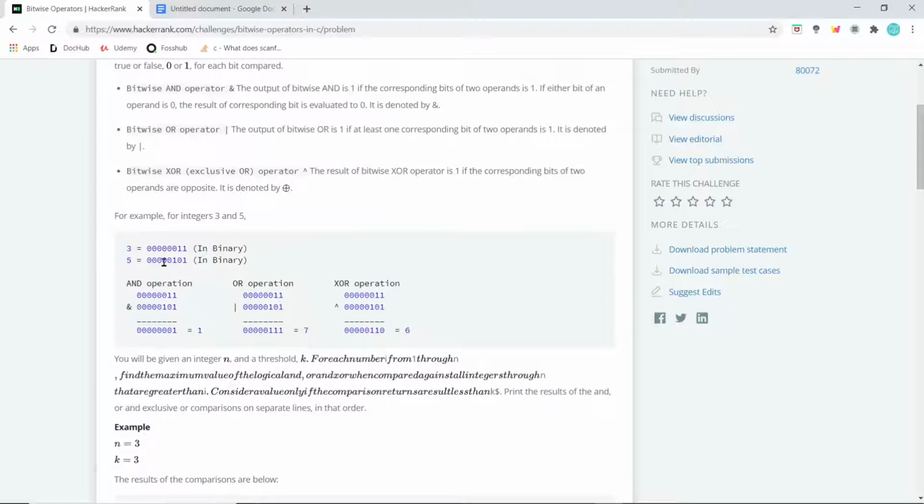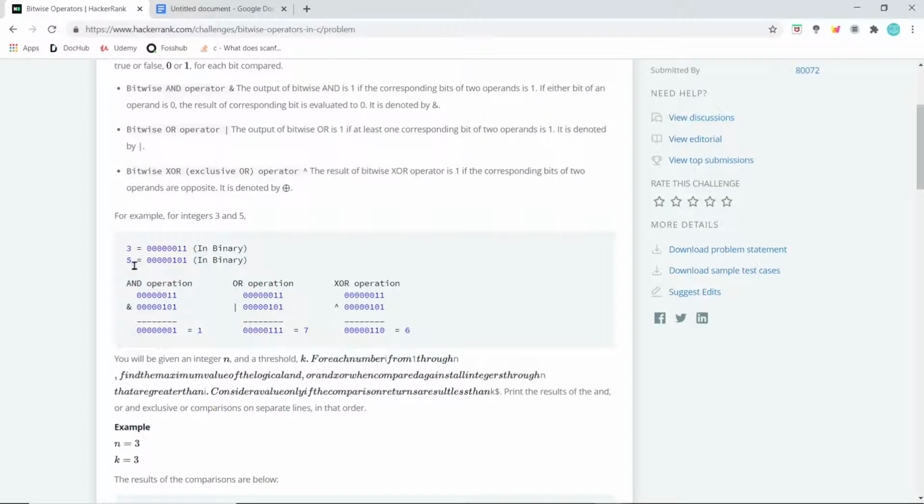Now here we have an example. This will clear things up for you. 3 is represented like this in binary. We know that binary is base 2, so 2 to the power of 0 multiplied by 1 gives us 1, and 2 to the power of 1 multiplied by 1 gives us 2, so 2 plus 1 is 3. Okay, so this is the representation of 3 in binary.